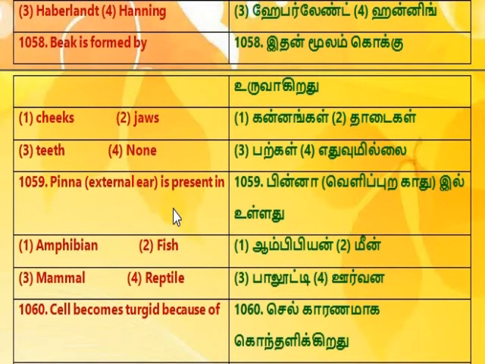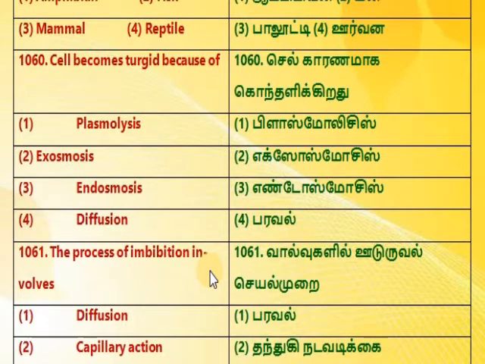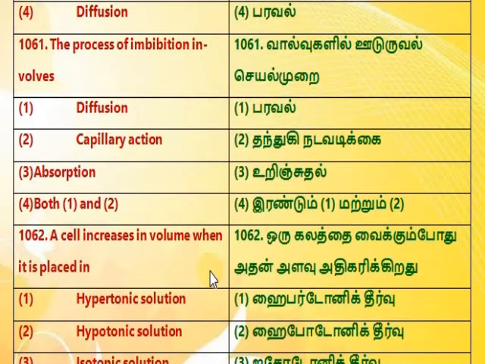1058. Beak is formed by 1. Cheeks. 2. Jaws. 3. Teeth. 4. None. 1059. Pinna, the external ear, is present in 1. Amphibian. 2. Fish. 3. Mammal. 4. Reptile. 1060. Cell becomes turgid because of 1. Plasmolysis. 2. Exosmosis. 3. Endosmosis. 4. Diffusion. 1061. The process of imbibition involves 1. Diffusion. 2. Capillary action. 3. Absorption. 4. Both 1 and 2.